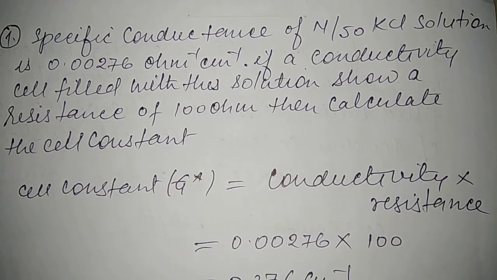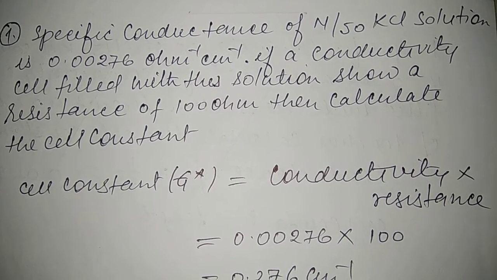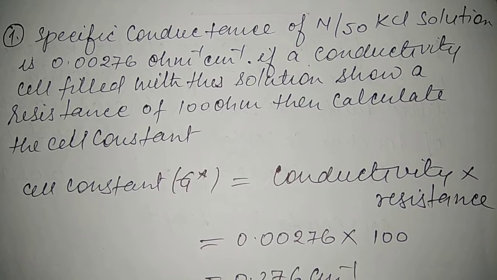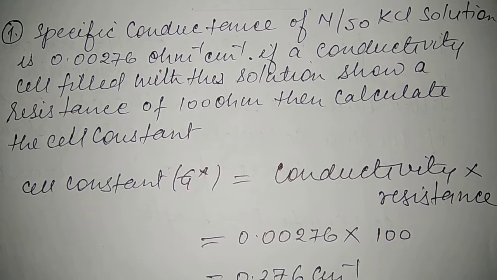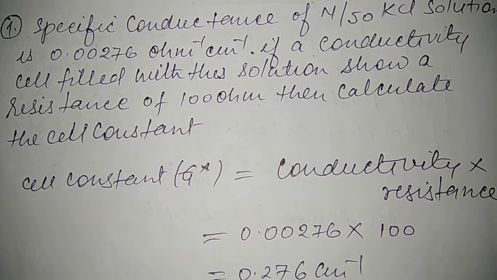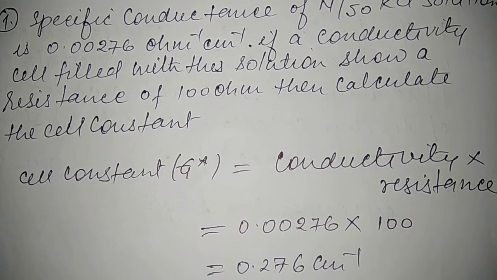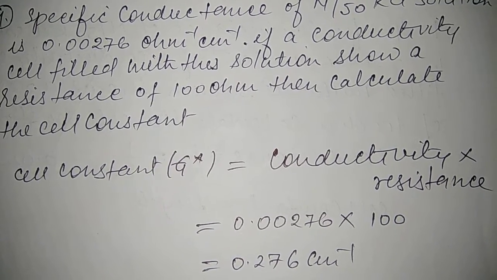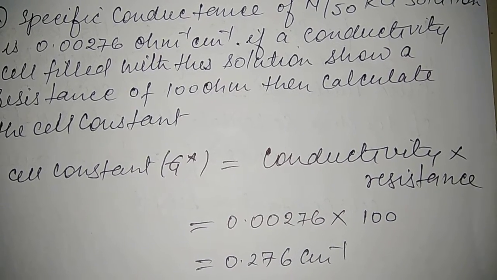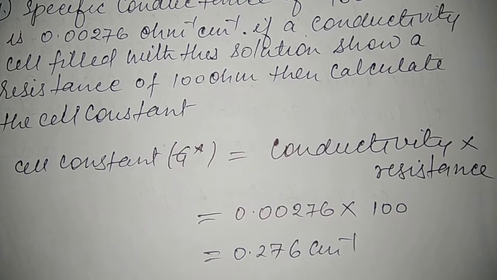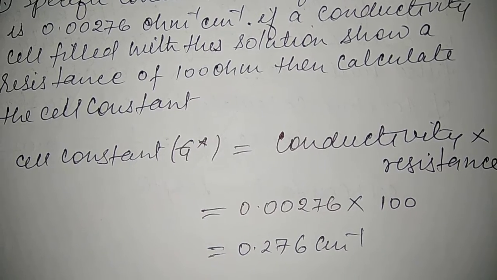Now after that we come to a question related to the given topic. The question is: the specific conductance of a N by 50 KCl solution is 0.00276 per ohm per centimeter. If the conductivity cell filled with this solution shows a resistance of 100 ohm, then calculate the cell constant. We already know the formula: cell constant is equal to conductivity into resistance. The resistance given is 100 ohm, so the cell constant becomes 0.00276 into 100, that is 0.276 per centimeter.